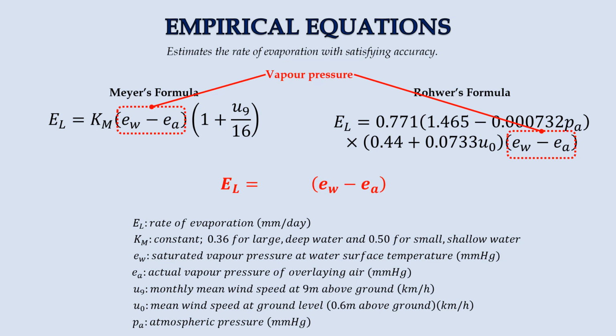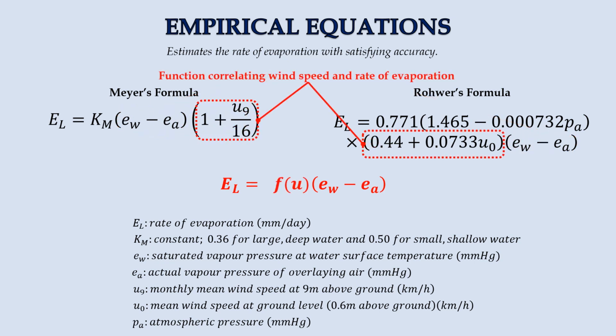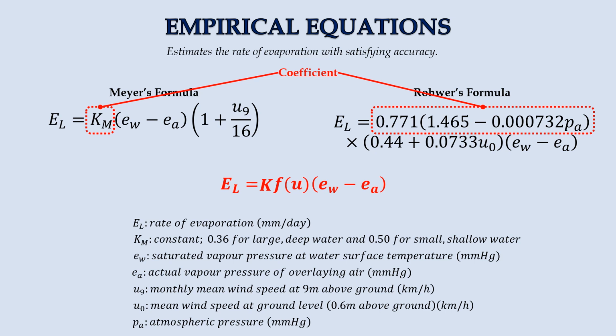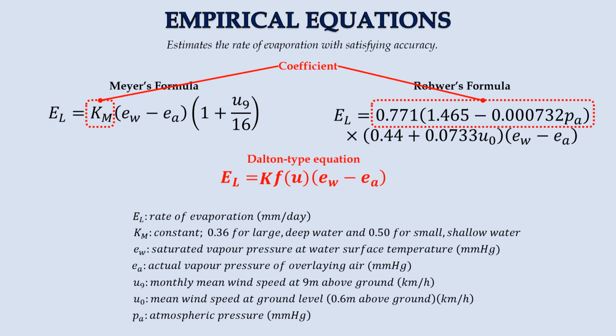First, we need to know the saturated vapor pressure at water surface temperature and the actual vapor pressure of overlaying air. Next, we have a function that correlates the wind speed and evaporation rate. The entire equation may then be factored with a coefficient to account for other factors. This form of equation is also known as Dalton-type equation.